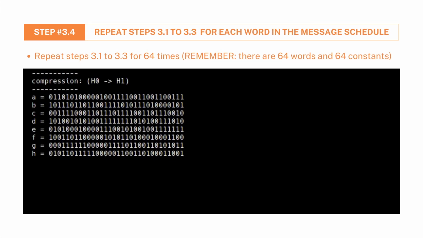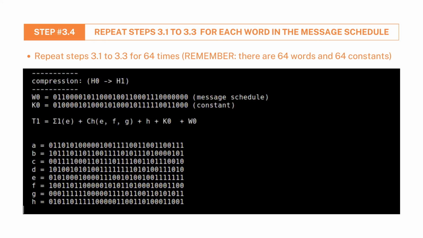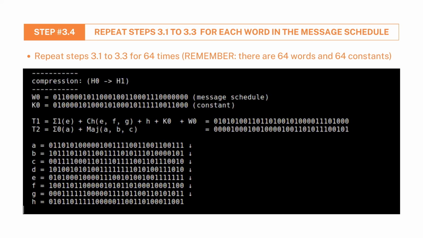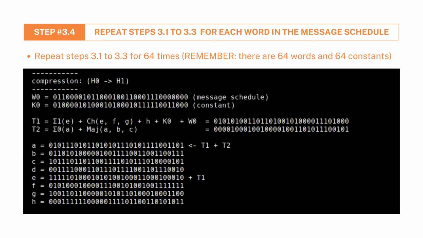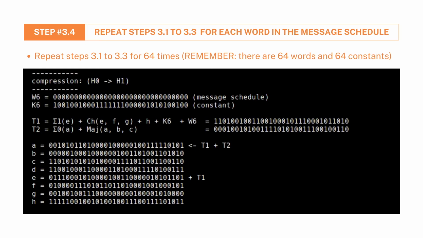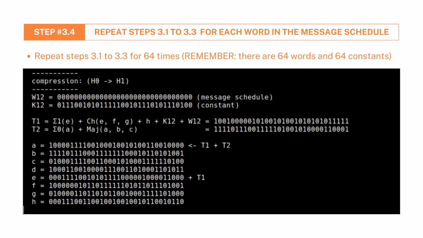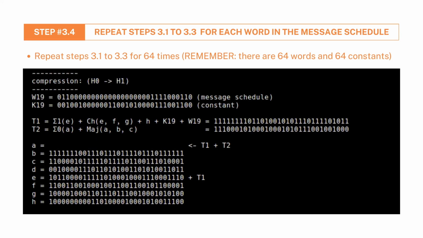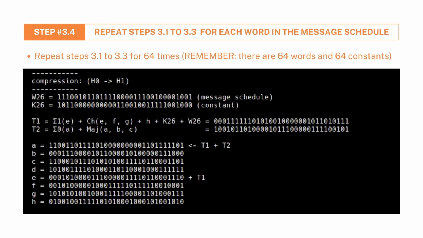So this process repeats until we have done it for every single word and constant. Remember that we have 64 words in our message schedule with corresponding 64 constants. Hence, we have to perform the compression on each of these words for a total of 64 times.